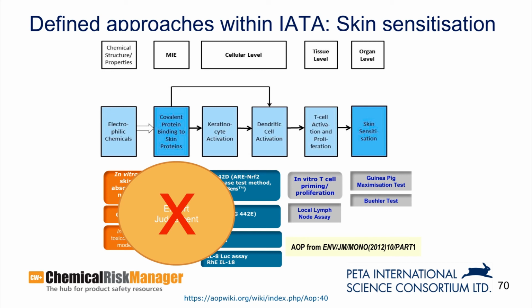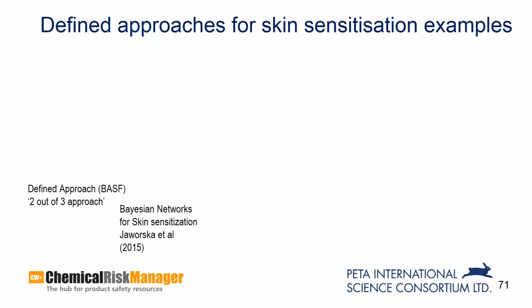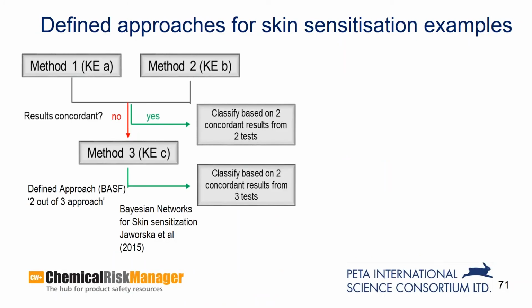And I have a couple of examples that I've drawn from those case studies that are reflected in the guidance document for IATA and defined approaches under OECD. On the next slide, there's one simpler example. If you scroll and stop there. So one of the defined approaches that's reflected is an approach that was pulled together by BASF, and they called it their 2 out of 3 approach.